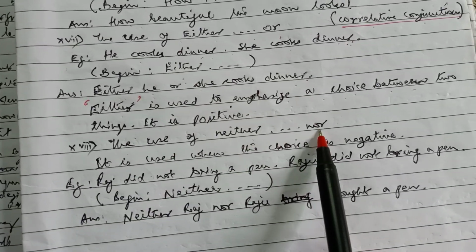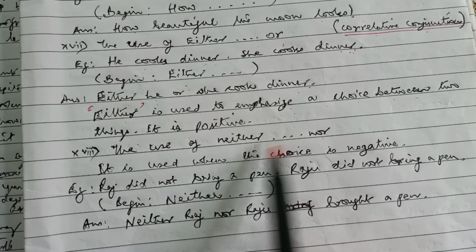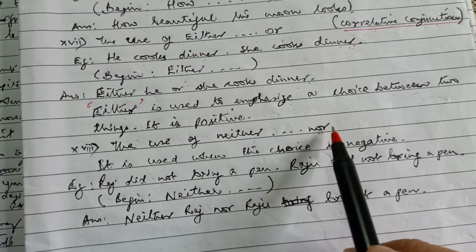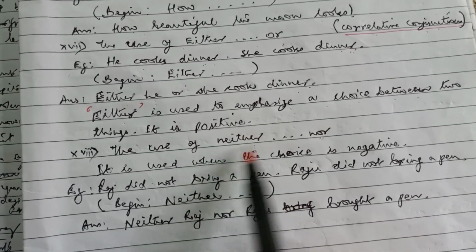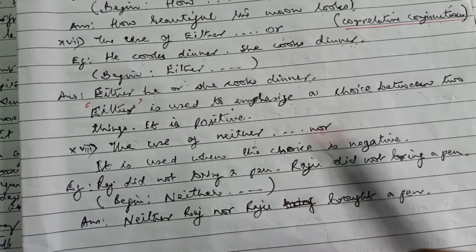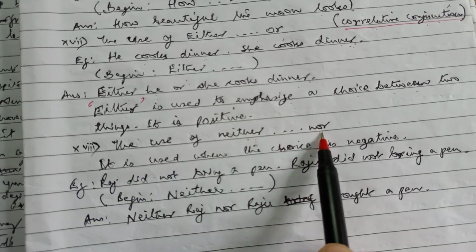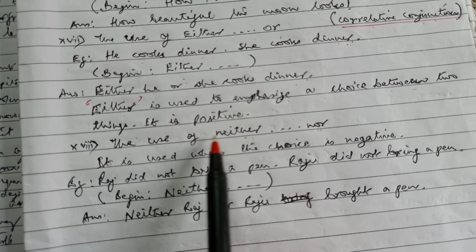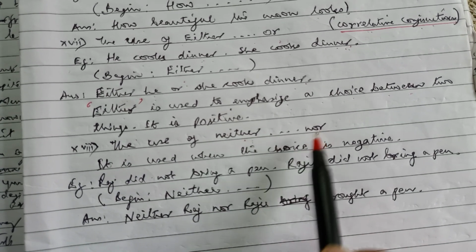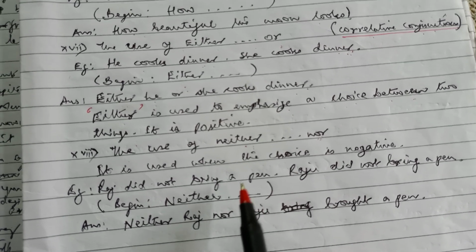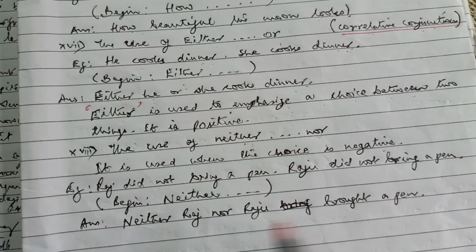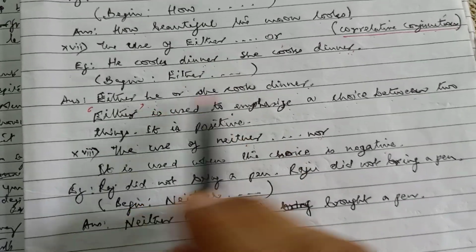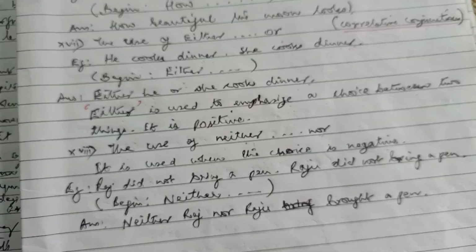The use of neither nor, right? Now neither nor is also a correlative conjunction, because whenever we are using neither, nor is also used. Some say neither, some say neither. Both the pronunciations are accepted. So neither nor is a negative choice. It is used when the choice is negative, right? Neither this nor that. So it's a negative choice, whereas either or implies a positive choice.